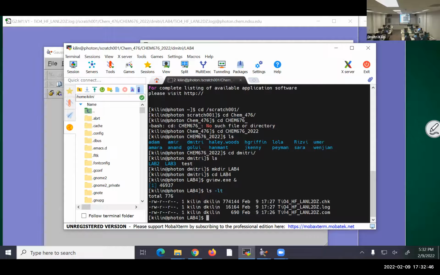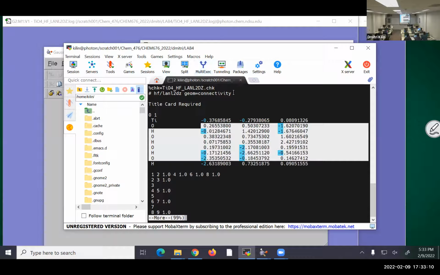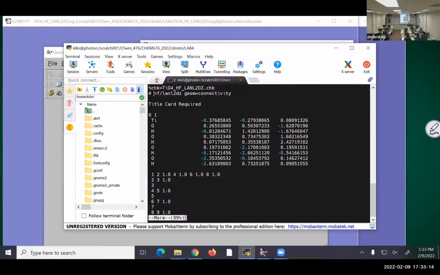So when I was starting the job, I've got this .com file, right? And it looks in a way as you were taught by each other on Monday and Tuesday. So there are coordinates and there is a task of what to compute. So basically it tells use Hartree-Fock with LANL2DZ basis set.